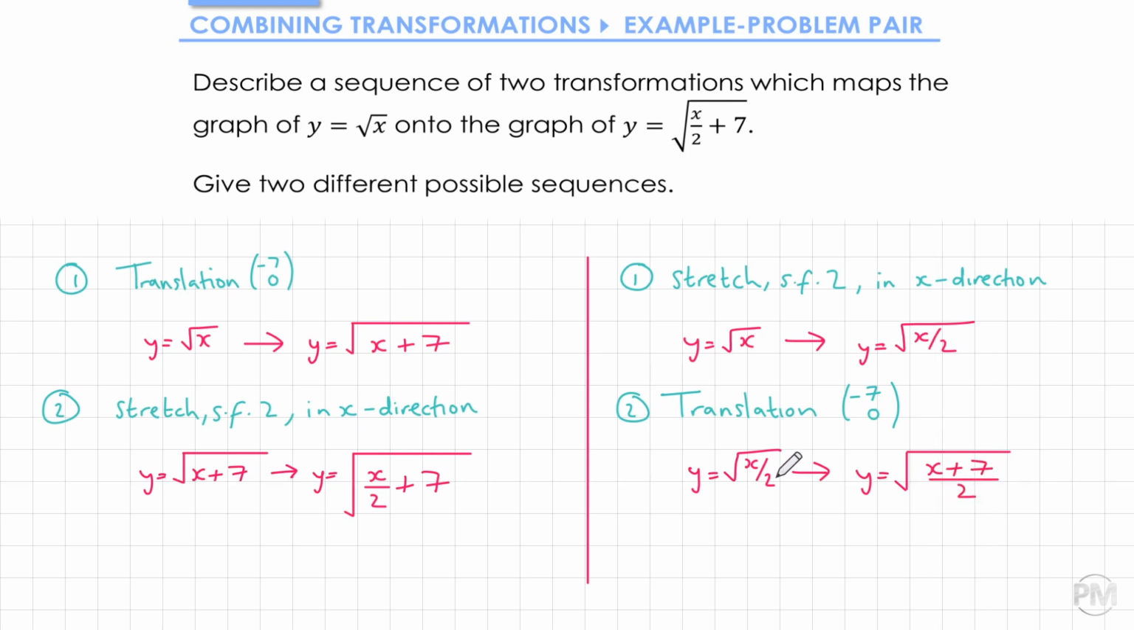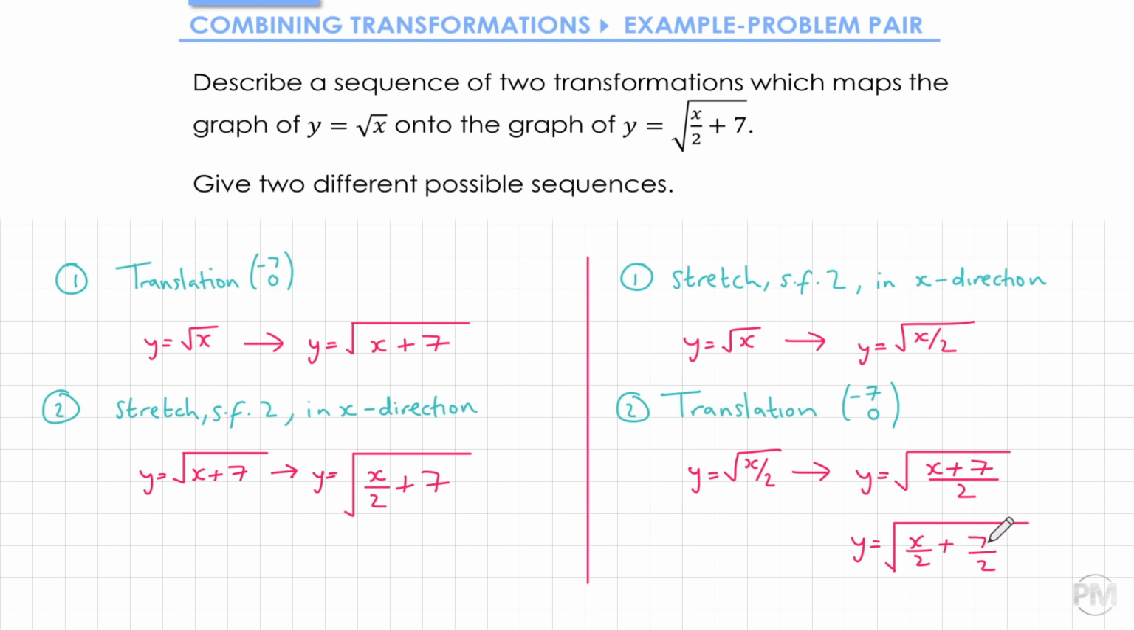Be careful here, because if the x is divided by 2, whatever you replace it with has to be divided by 2. We can then see the problem if we separate out this fraction. Here we can see we've got x over 2 plus 7 over 2, so we've ended up halving the 7.